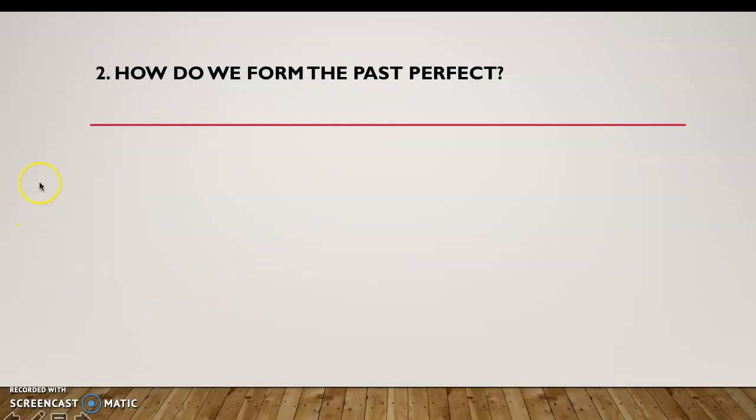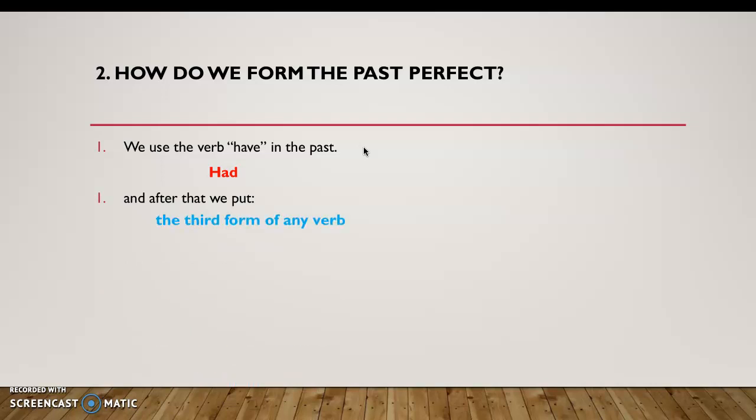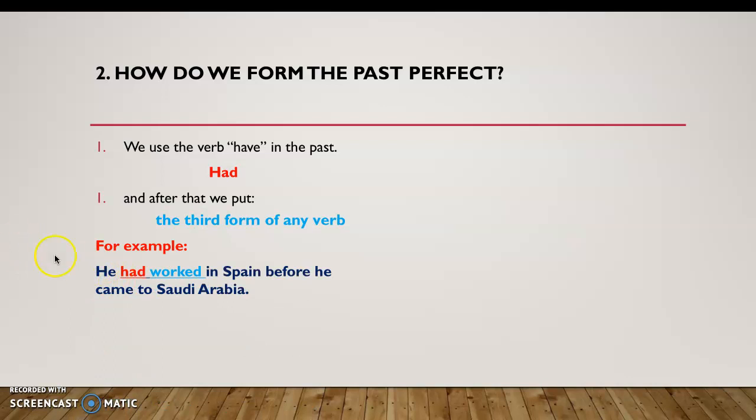So how do we form the past perfect? Let's take a look. We use the verb have in the past. Now, what's the past of have? Correct, had. And after that, we put what? Can you remember from the previous slide? We put the third form of any verb. So it's had and then the third form. Let's take a look at some examples. He had worked in Spain before he came to Saudi Arabia. So the past perfect is he had and then the third form.